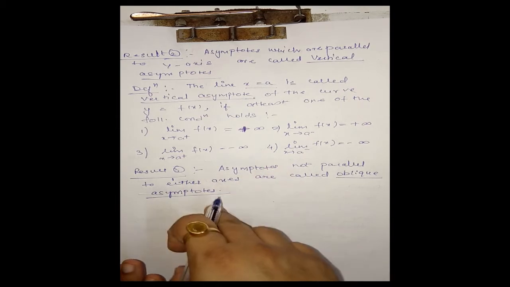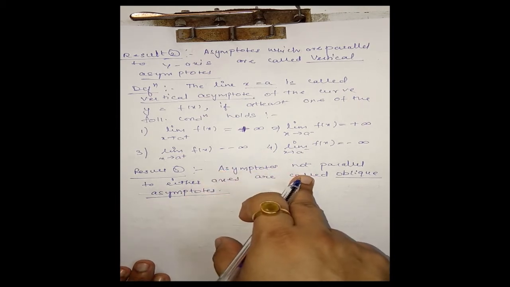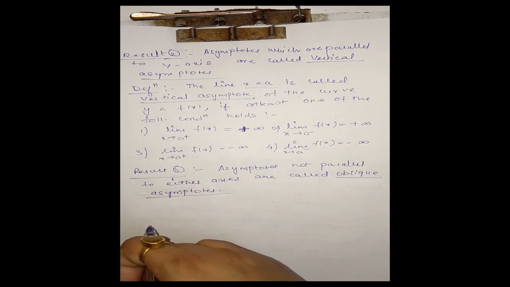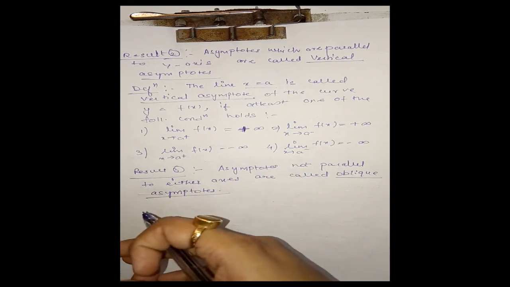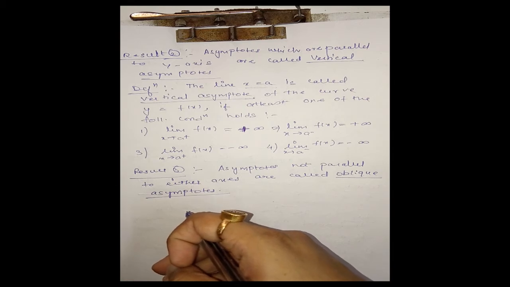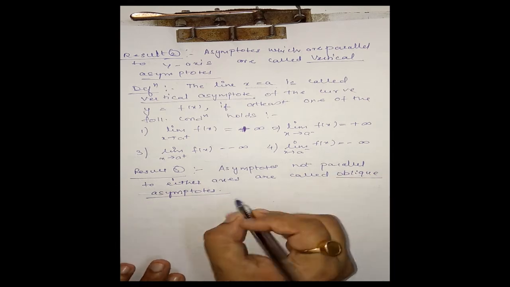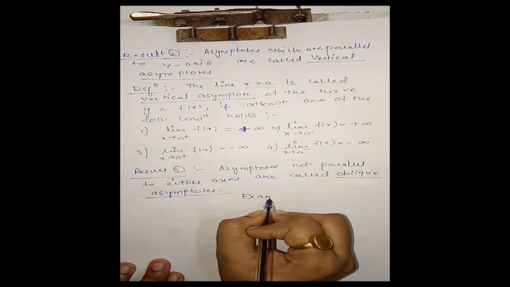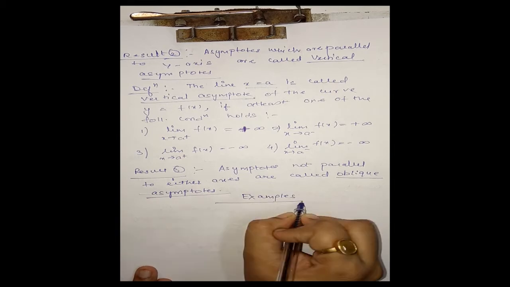Okay, and the method to find these oblique asymptotes is the one we have discussed earlier: we have to determine m and c, and then substitute those values in y = mx + c. Okay, now consider some examples.